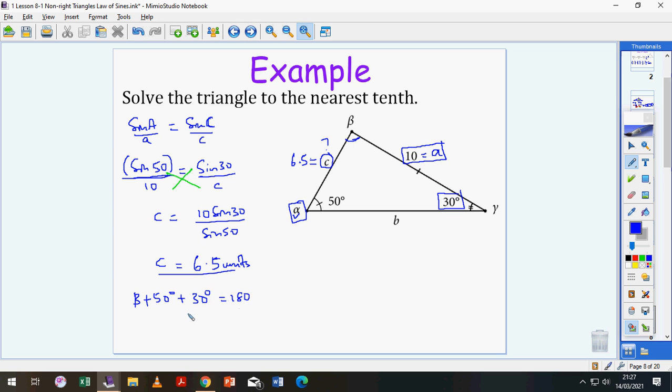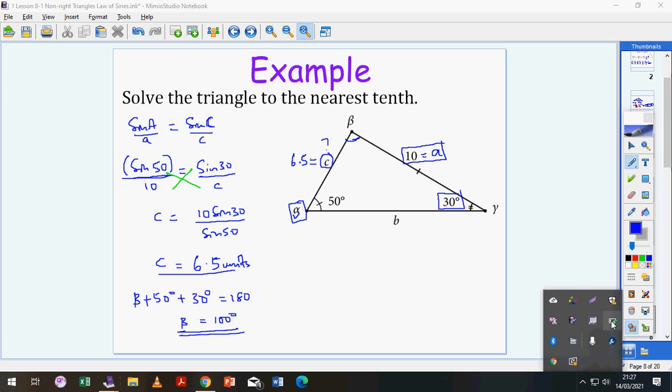And if I do the math on that, again, go ahead and do the math on this, I'll find that B is 100 degrees. Because 50 plus 30 is 80, and when 80 goes to the other side, it becomes a negative, and 180 minus 80 gives you 100 degrees. So I also have angle B.